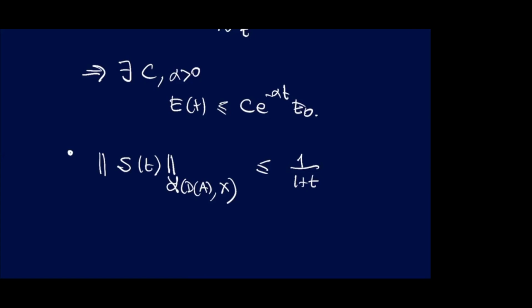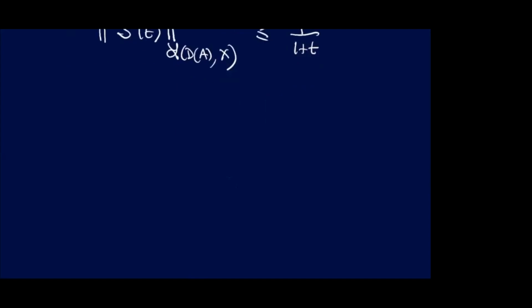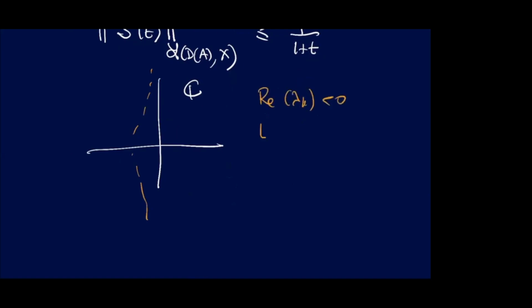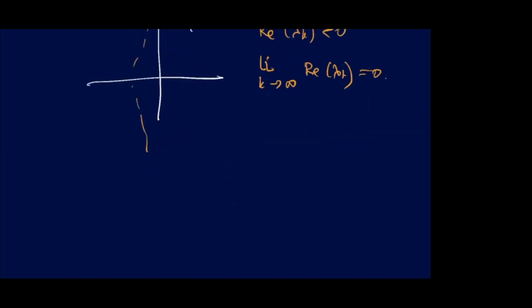And actually, this is what you see in this example, right? So if you give me the example of the semigroup in which the eigenvalues are doing something like this, where the real part of the eigenvalues is always negative, but the limit as k goes to infinity of the real part of the eigenvalues is equal to 0. And then you consider the corresponding semigroup, the one we wrote before, right?